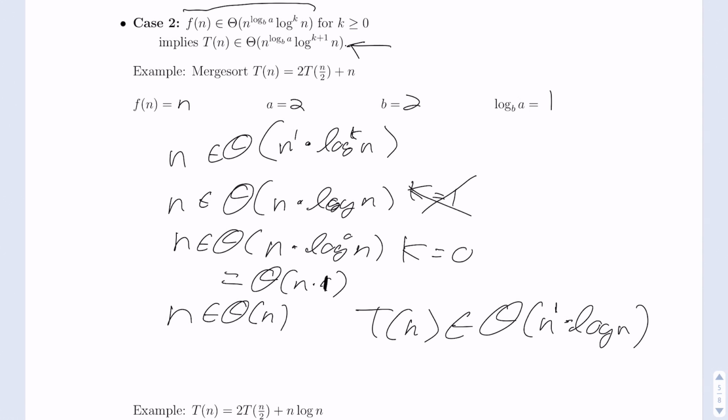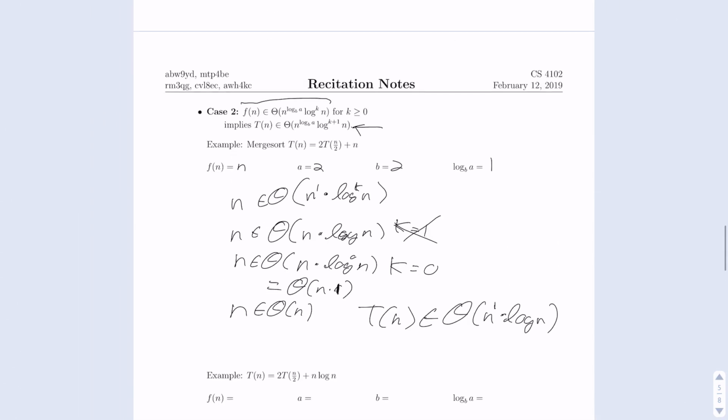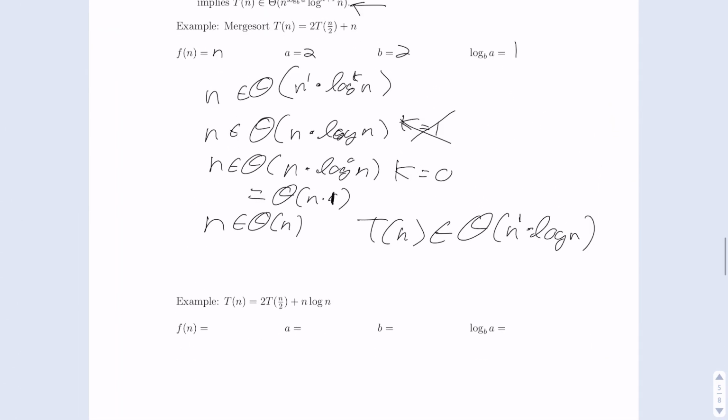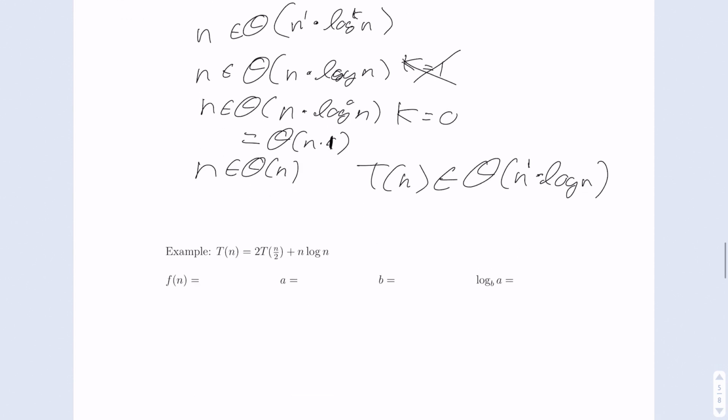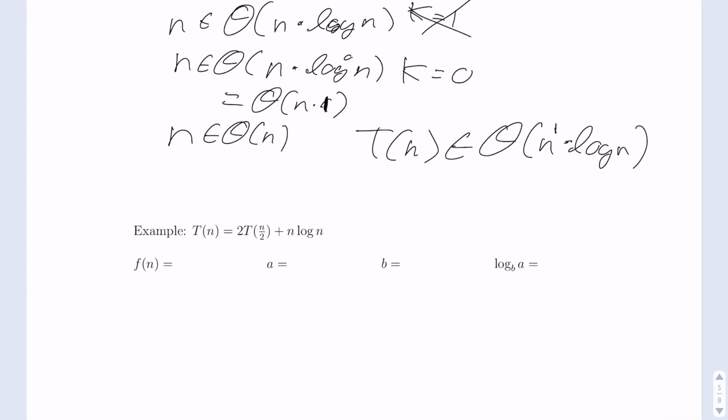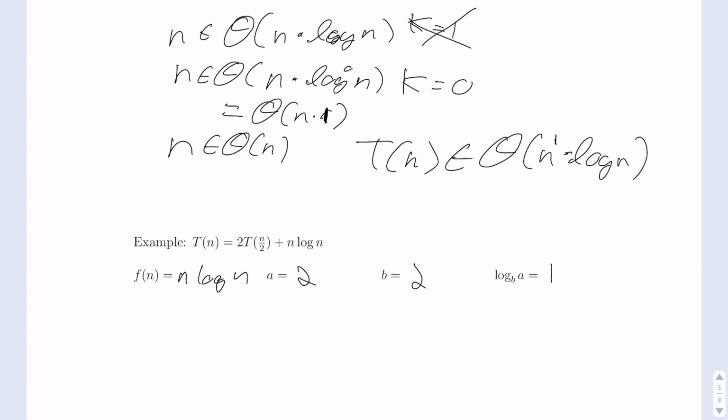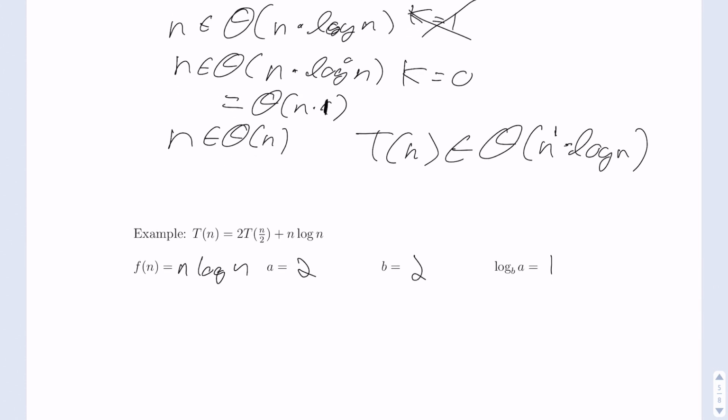Great. Case 3. Oh, there's another example. Oh, okay, yeah. So we have another example, and we'll see what it's for. Anyway. What's my f of n? Right? And log n. A, our b, and log base b to the a, 1, right? So this one's a little more tricky. Well, not really. I think you guys get the gist by now.